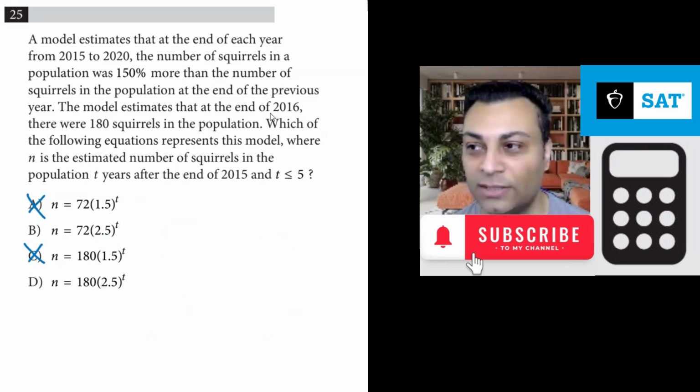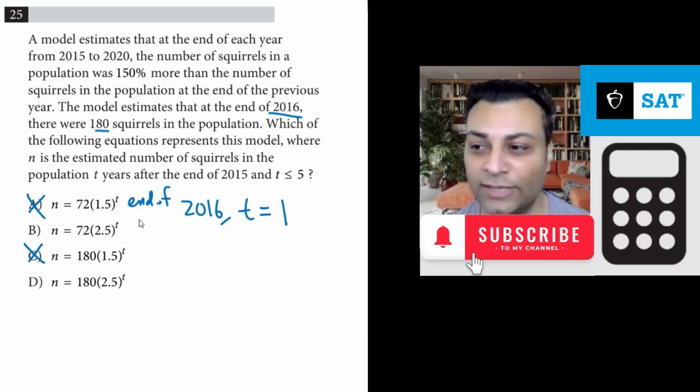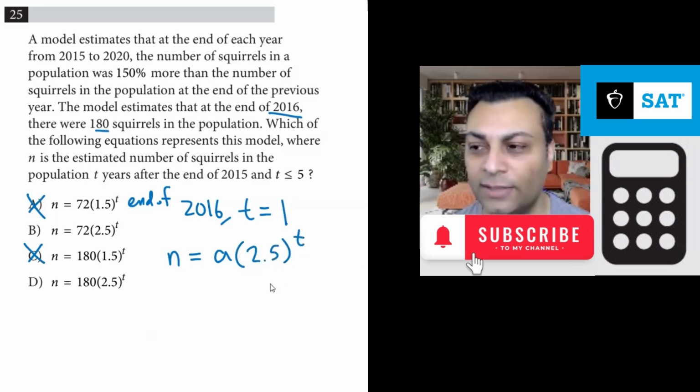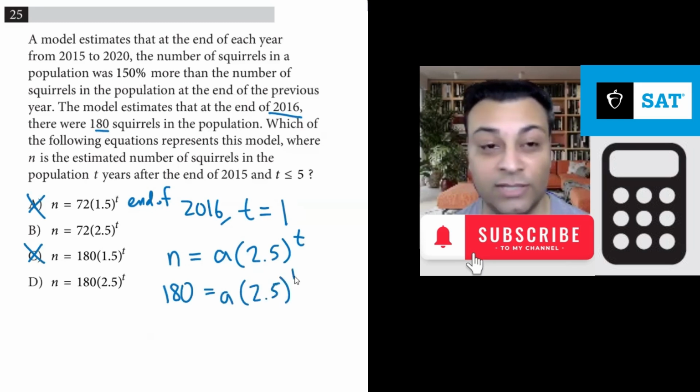Well, one thing we know is that in 2016, it's got 180. Now, 2016 is 1 year after 2015. So at the end of 2016, the t for that situation is 1, because it's 1 year after 2015. So basically when t is 1, we would like 180. So I have n equals, I don't know the first number, I don't know if it's 72 or 180, times 2.5 to the t. This is what I have. And they tell me when t is 1, I get 180. So this is 180, this I don't know, this is 2.5, and this is in 2016 where the t is 1.